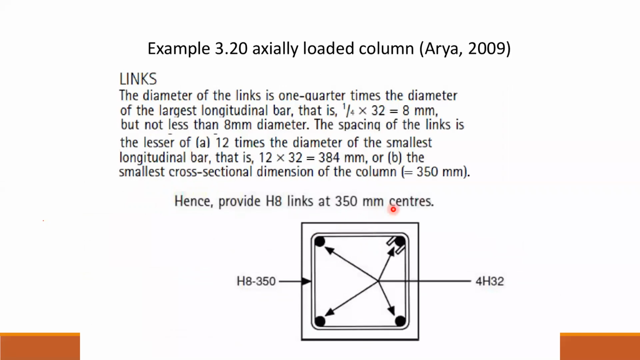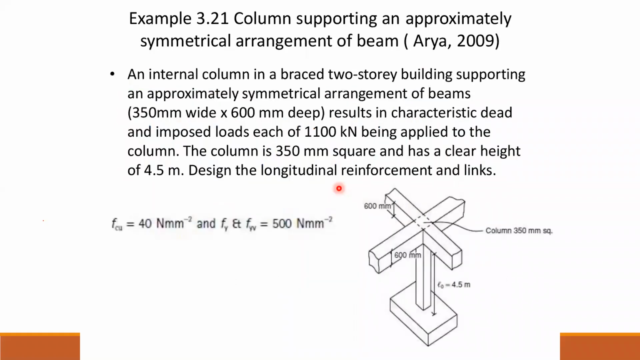Then for the links you can calculate: 1/4 of the main diameter is 8 millimeter, and the maximum is 12 times 32, 385. The smallest cross section is 350, so the link can be provided at 350. But you remember in the beam design, it will only be allowed for 0.7 times D.